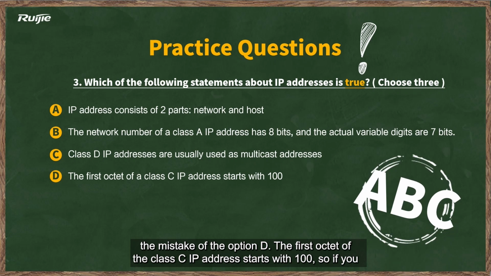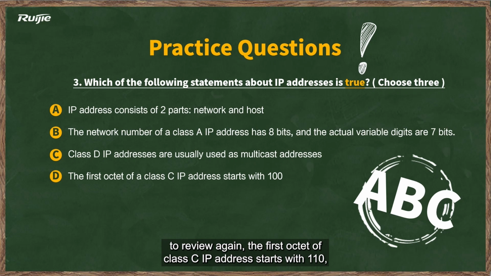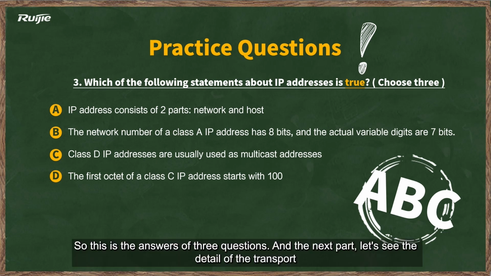The option says the first octet of the class C IP address starts with 100. So if you forget about the arrangement of class C, you can see the previous video of the IP principle to review again. The first octet of class C IP address starts with 110. And finally, we calculate the range of the class C, 192.0.0.0 to 223.255.255.255. So these are the answers of the 3 questions.